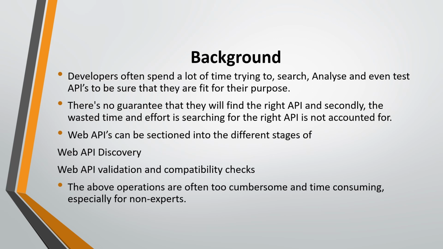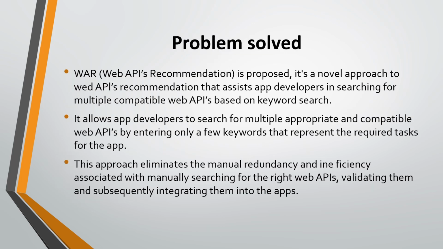So, what methodology can solve this problem? In this paper, web API recommendation is proposed, a novel approach to web API recommendation that assists app developers in searching for multiple compatible web APIs based on a keyword search. It allows app developers to search for multiple appropriate and compatible web APIs by entering only a few keywords that represent the required task for the app.